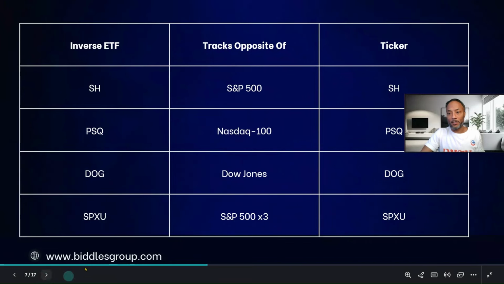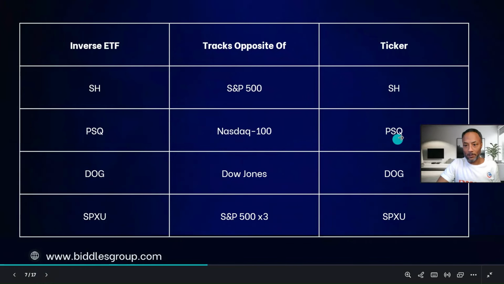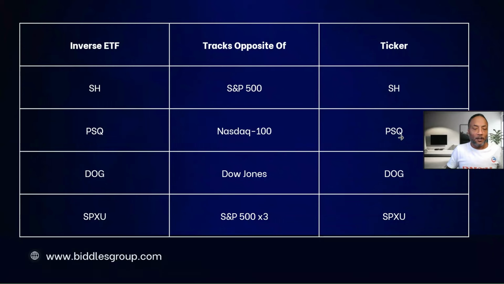So here's a grid here. I'm going to move out of the way or to the side there. We've got inverse ETF, what it tracks the opposite of, and the ticker. And so SH is an inverse ETF. It tracks the opposite of S&P 500. PSQ is an inverse ETF of the NASDAQ 100. And DOG is an inverse ETF of the Dow Jones. And a special highlight here is SPXU.